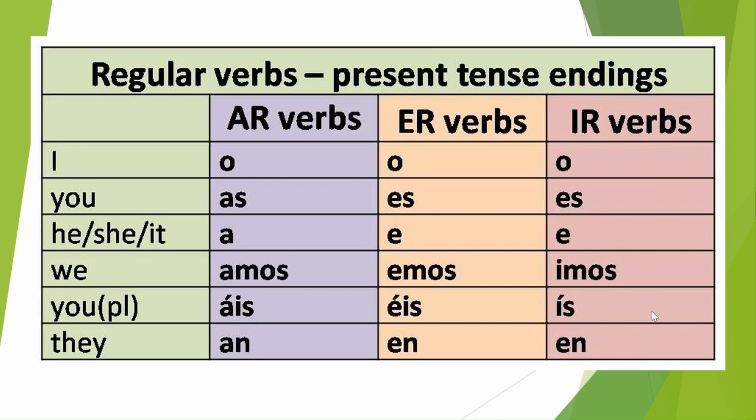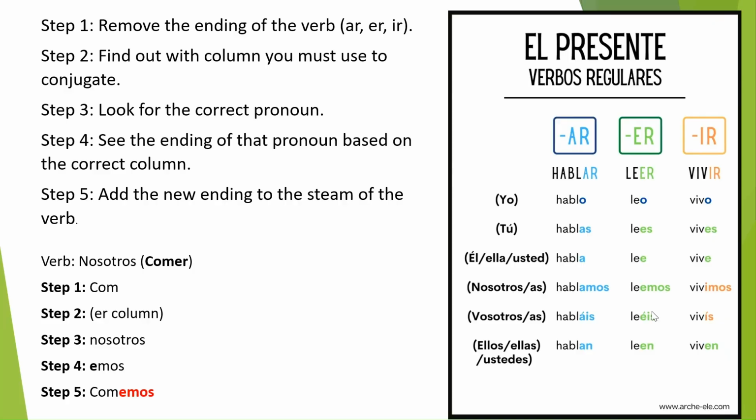So here you have the chart. Remember that we have three different endings, AR, ER, and IR. And depending on the pronoun, we have different endings. We have three different columns, so we are going to review again how to conjugate in case you forgot. Step number one is to remove the ending of the verb if it's AR, ER, or IR.